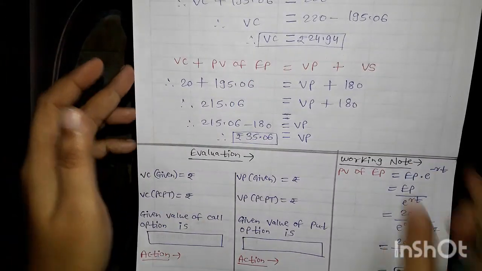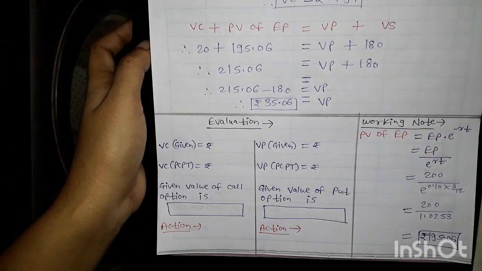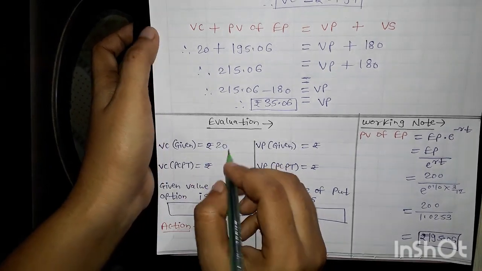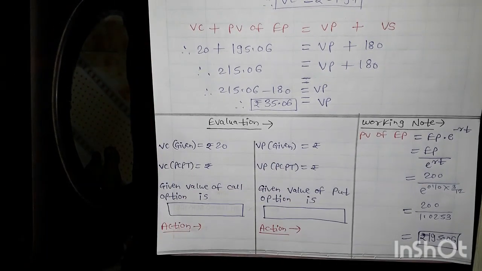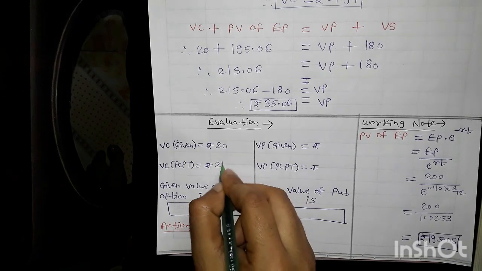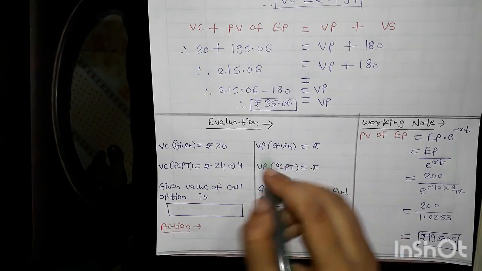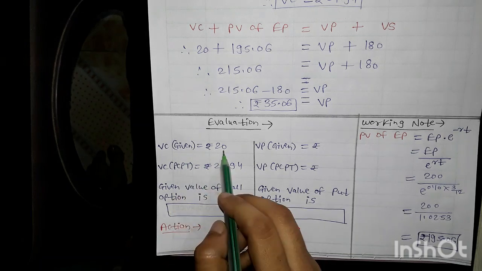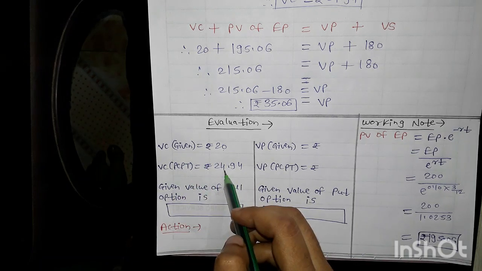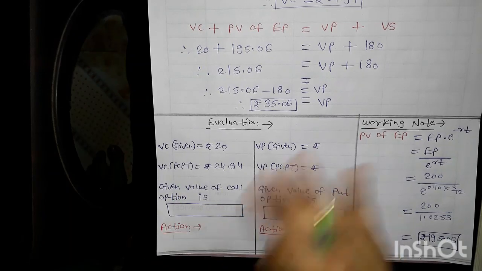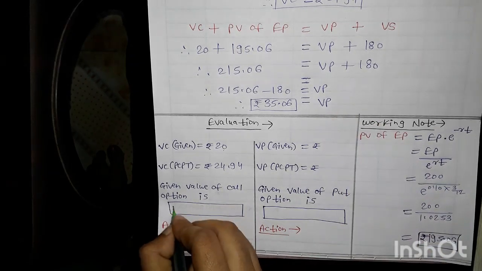Now we will go for evaluation. First of all, the value of a call, which is already given in the question, is 20. The value of a call as per the put call parity theorem, which we have calculated, is 24.94. See here, the given value is 20 and the put call parity theorem is expecting more, which means the given value of the call option is lower. So it is nothing but undervalued.